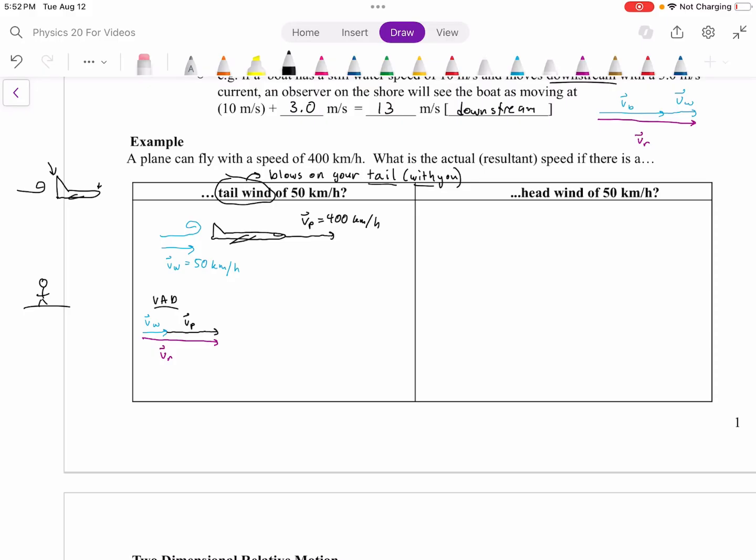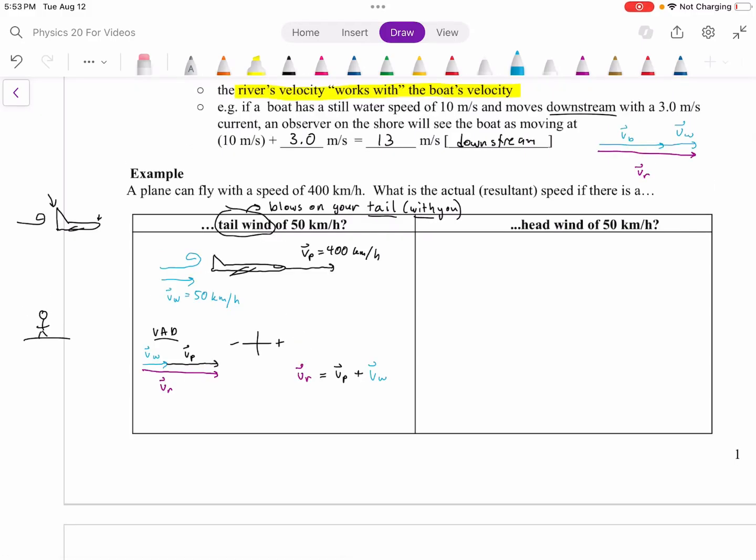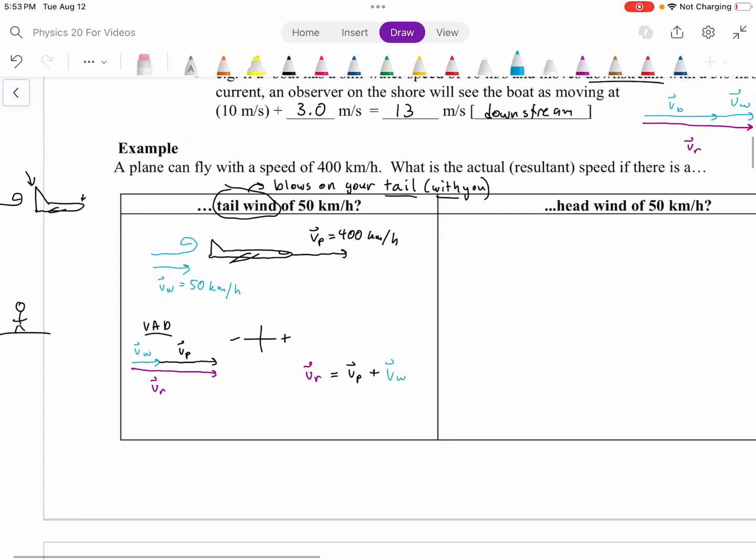We just have to be very careful to make sure we give opposite directions opposite signs. I'm going to go ahead and call the direction the plane and the wind are going positive, okay? So now we can just say our resultant velocity is going to be the result of adding those two things up, right? And so we know that our plane is moving at 400 kilometers per hour.